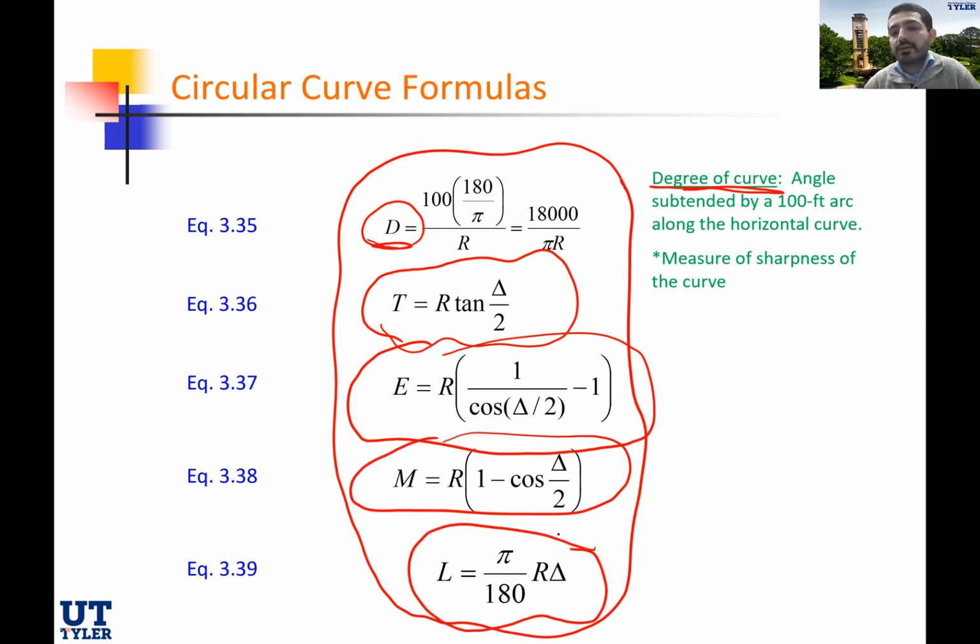You're going to ask me what is the equation for R? The R will be defined earlier by the table, so you can get the R. Once you get the R, if you know the R and the delta, you can get the T, and then the E also, depending on the R and the cosine of delta over 2. Same thing with M, all the way to L. The length of the curve is pi over 180 times R times delta.